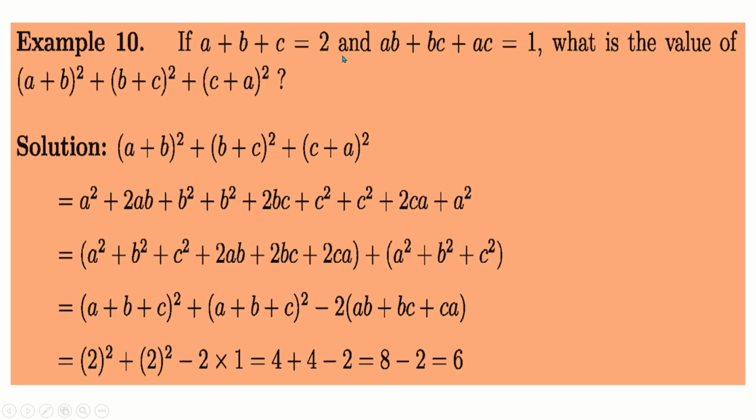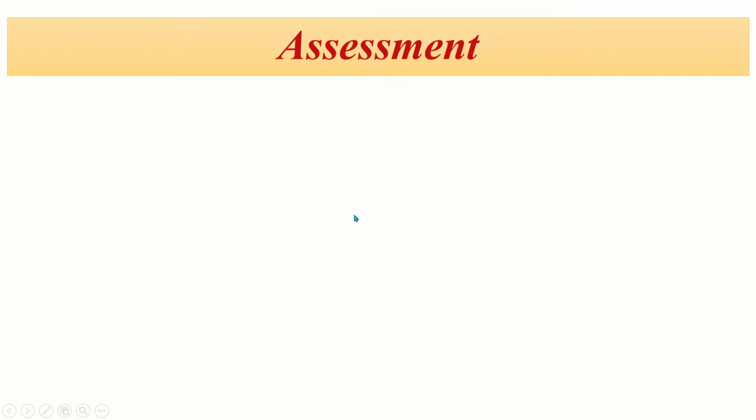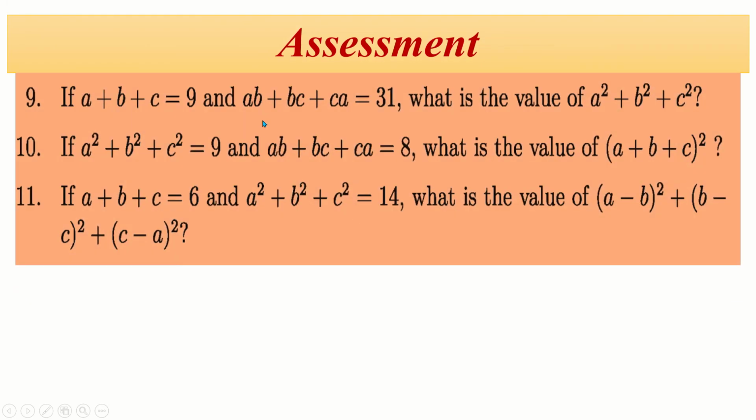And now we can put the value a plus b plus c is equal to 2 whole square, here also 2 whole square minus 2 into this equal to 1. This equal to, you can write 4 minus 2, equal to 6. This is the required answer. Follow this, you can easily solve 9, 10 and 11 in your book, exercise 3.1. Okay.